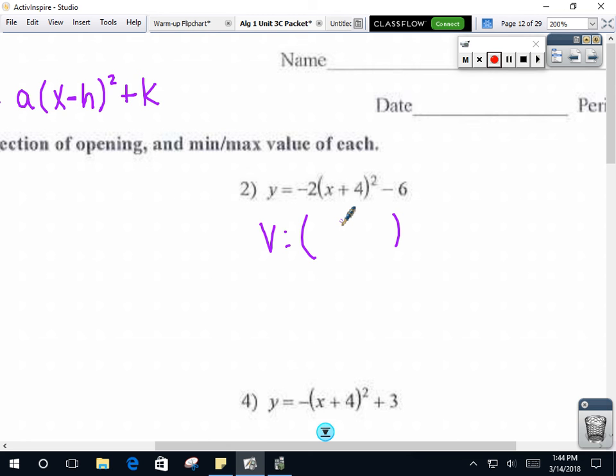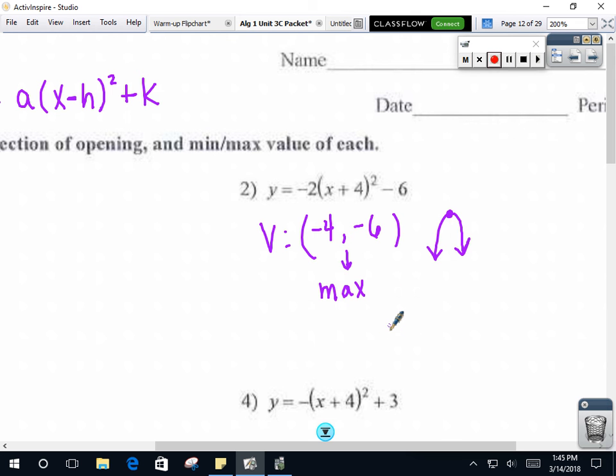What number's in the h place? But isn't that a negative 4 sitting there? Does everybody understand why there's a negative 4 sitting there? Because for that to have ended up a plus, it had to have been an x minus a negative 4, which made it turn into an x plus 4. And then what number is sitting in the k place? Negative 6. Is this parabola going to open up or down? Down, because your a value is a negative number, negative 2. And if your parabola opens down, the vertex would be up here, which is the maximum point.